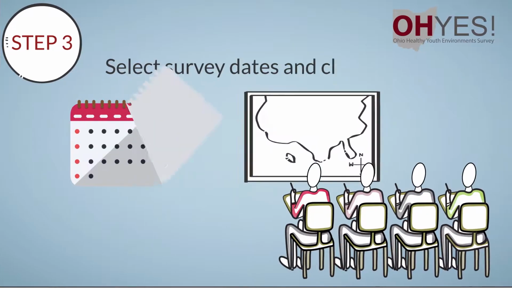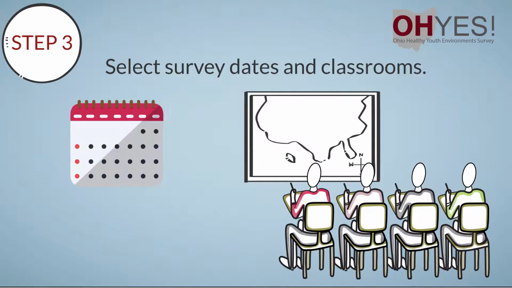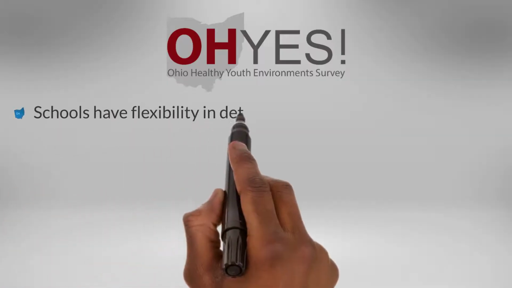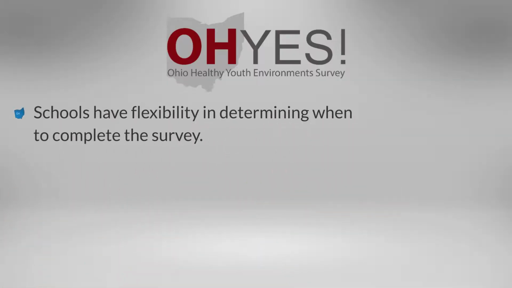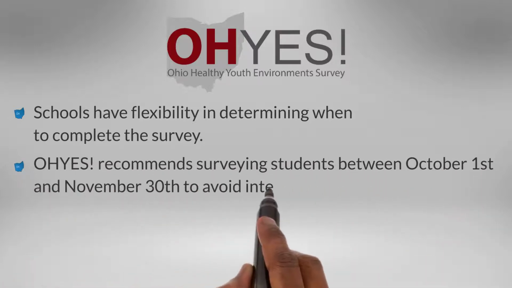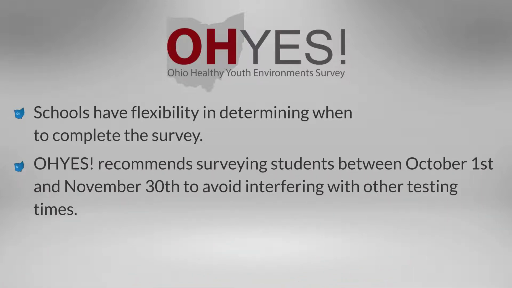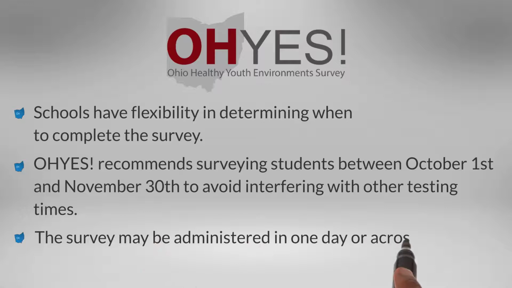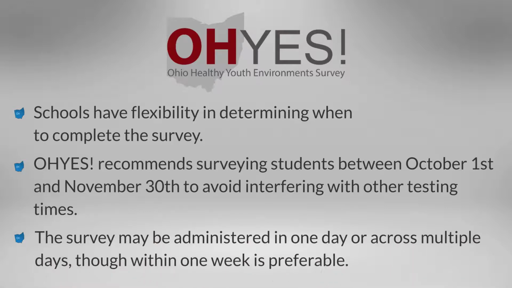Step 3. Select survey dates and classrooms. Schools have flexibility in determining when to complete the survey. OHYES recommends surveying students between October 1st and November 30th to avoid interfering with other testing times. However, schools may select other dates if needed. The survey may be administered in one day or across multiple days, though within 1 week is preferable.